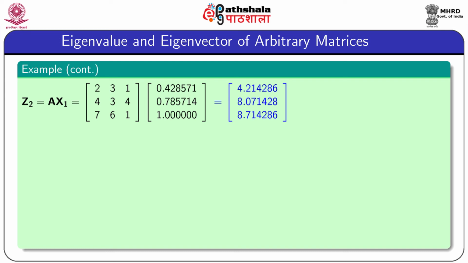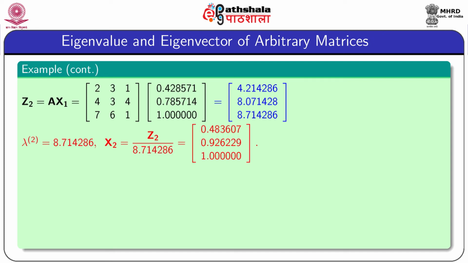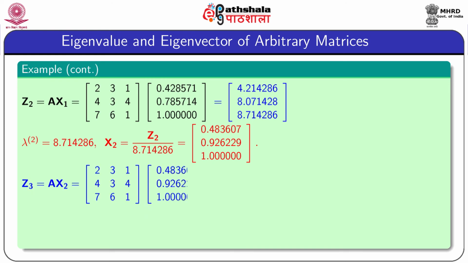And note that the largest element of the vector z2 is 8.714286. So it is taken as the second approximate eigenvalue of the matrix A. That means lambda 2 is equal to 8.714286, and the matrix x2 is obtained by dividing z2 by the largest element 8.714286, and it is equal to this column matrix.